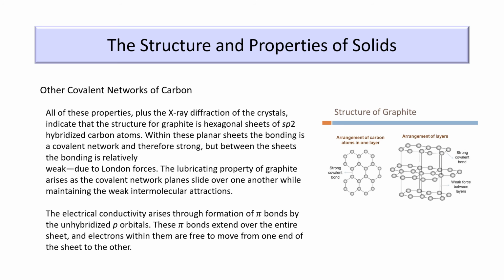The lubricating property of graphite arises as the covalent network planes slide over one another while maintaining the weak intermolecular attraction. The electrical conductivity arises through the formation of pi bonds by the unhybridized p orbitals. These pi bonds extend over the entire sheet, and electrons within them are free to move from one end of the sheet to another.